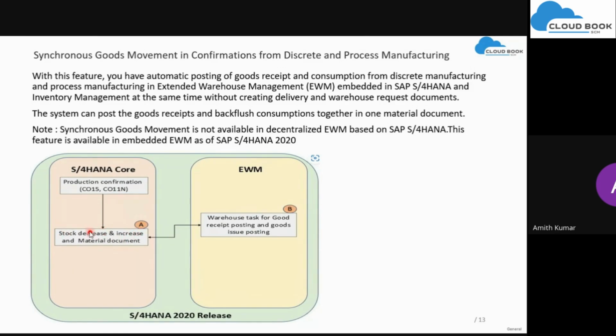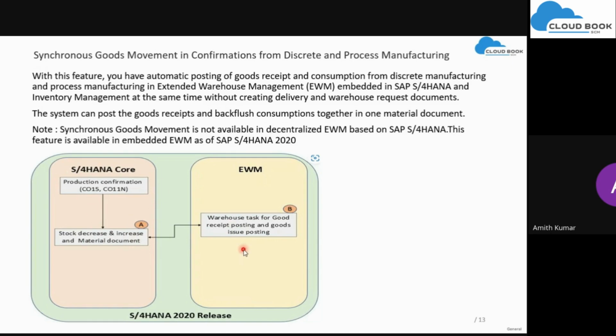So basically, what I'm trying to explain over here is, the moment I confirm my production order, my inventory gets updated immediately at the same time in both S4 and in EWM, right? So there is no delay now. So there are no documents getting created now. It gets immediately available. The stock gets adjusted, or the stock gets received or reduced immediately in both the systems at the same time, right?